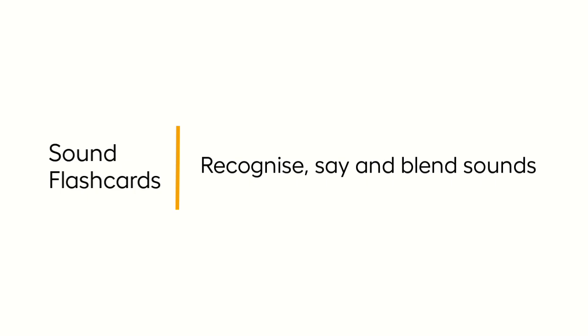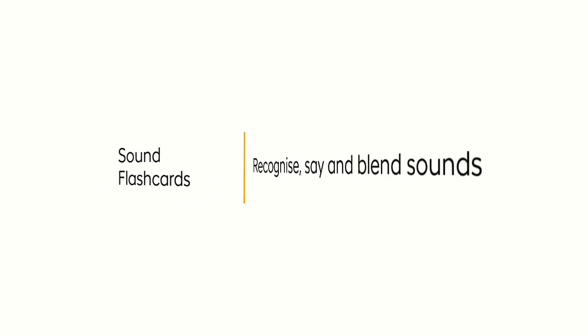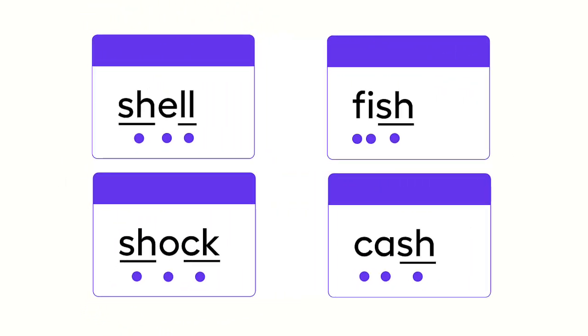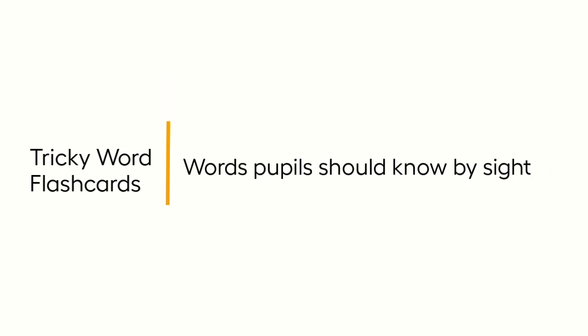Sound flashcards are designed to help pupils practice recognising, saying and blending sounds, also known as phonemes, in words that they can decode or sound out. For example, the 3 individual sounds k, a, t in the decodable word cat. Tricky word flashcards help pupils practice common words that cannot be sounded out or don't match the child's sound knowledge yet. Children need to learn these words by sight.